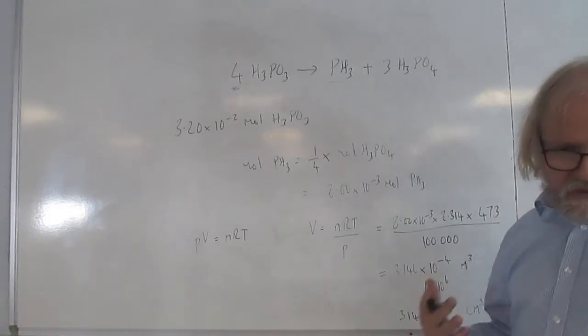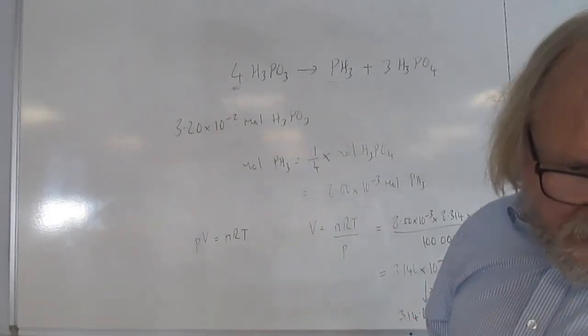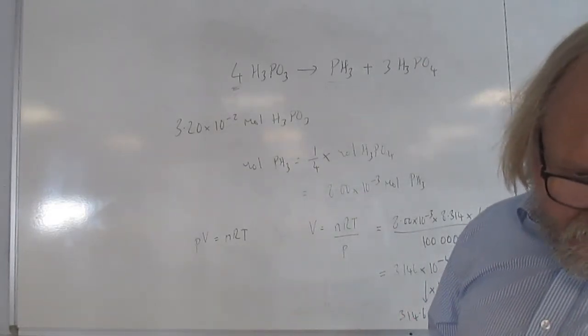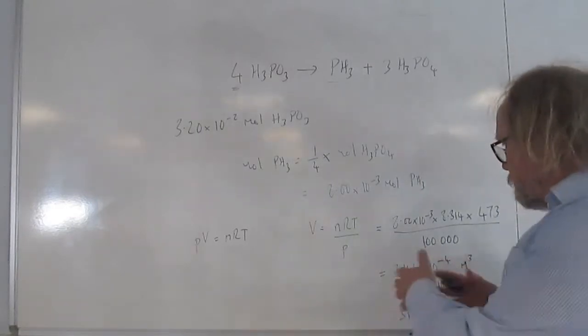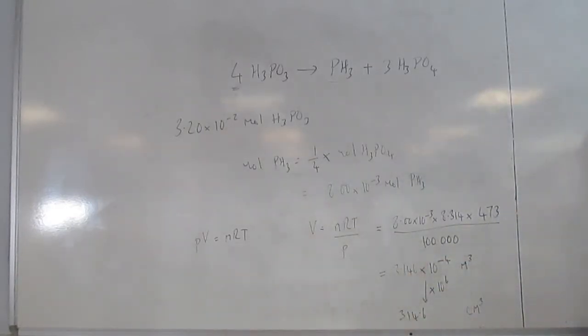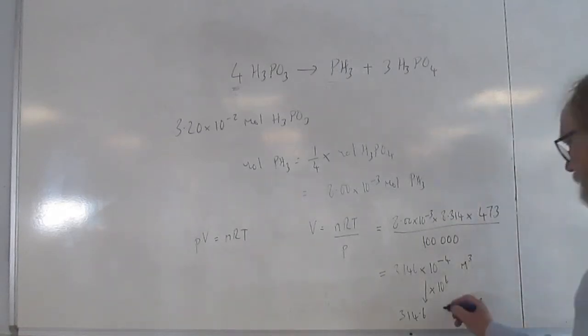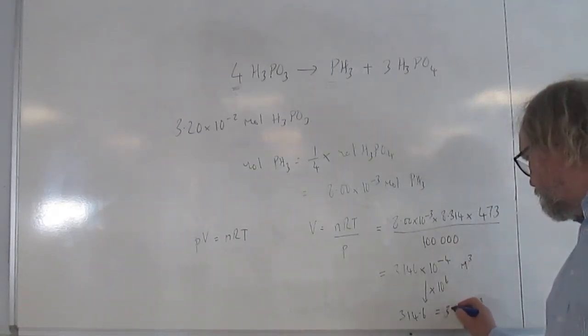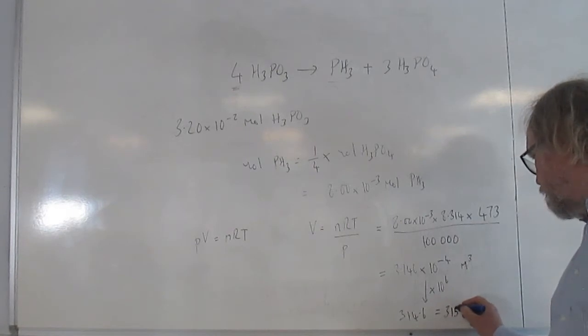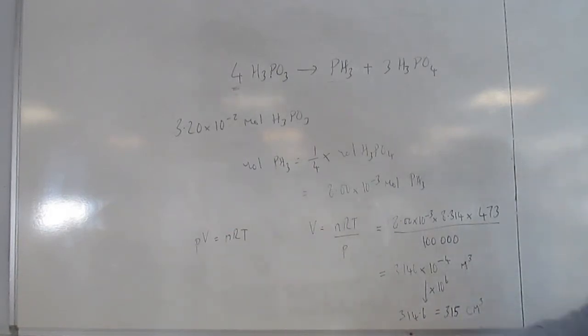cm cubed. But again, you look to see, does it specify a level of rounding, and it doesn't in this case. So you could leave it at that, but really you don't know it that accurately, because these numbers, like this one and this one, you only know to 3 significant figures. So you could round it to 3 and say 315 cm cubed. But in this case, it didn't matter if you didn't, that would have been the right answer.